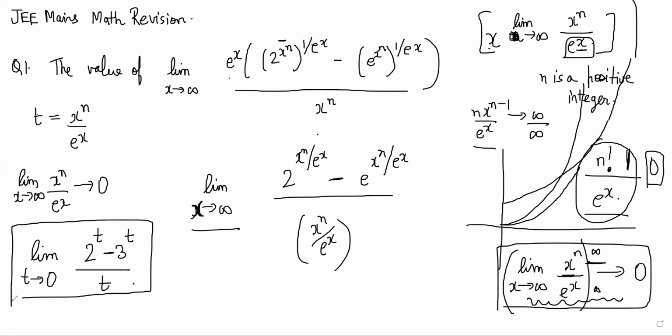Now find the value of this limit. ln2 minus ln3. ln2 minus ln3 will be your answer here. Are you understanding how we did this? So next one is this.